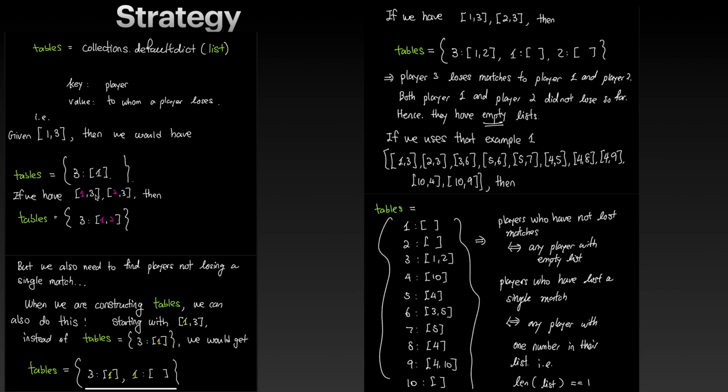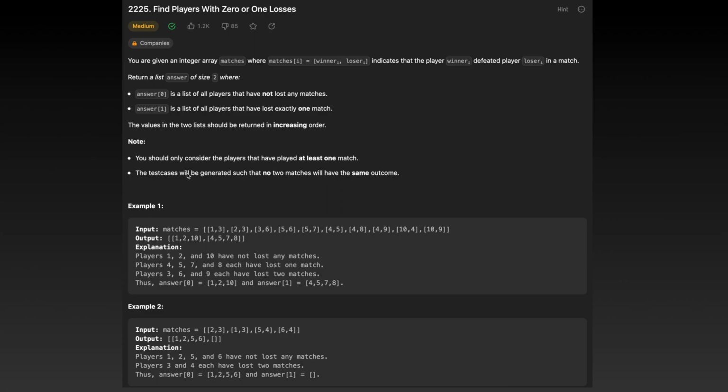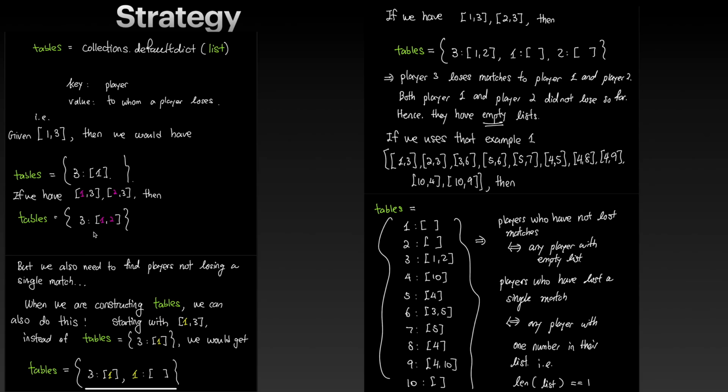So if I have 1, 3 and 2, 3, then our tables will be something like 3 colon, with a list of 1 and 2. This means that player 3 lost 2 matches, against player 1 and player 2. Also, if you look at this problem, we have to find two things, right? We need to find the list of all players that have not lost any matches, and the list of all players that have lost exactly 1 match. In this case, player 3 lost matches to 2 players, so the length of this list is 2.